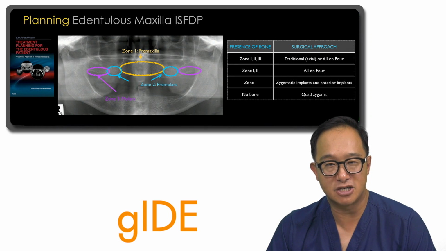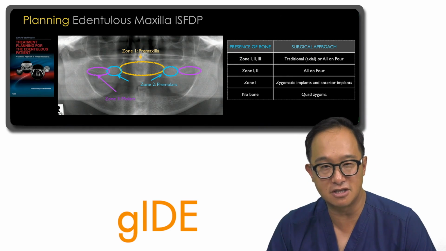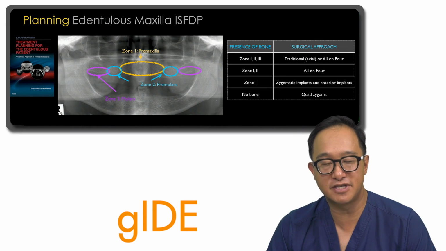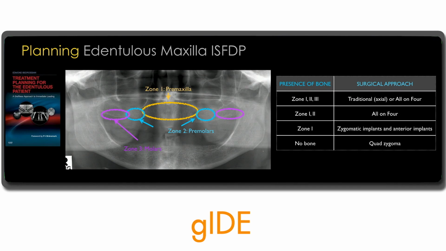And those implants are much longer implants, 30 to 50 millimeters long, that engage the bone crest and also the zygomatic arch. But you would also link those anteriorly with some implants in the anterior maxilla. And when there's no bone in all 3 zones, then you might have to look at using quad zygoma.